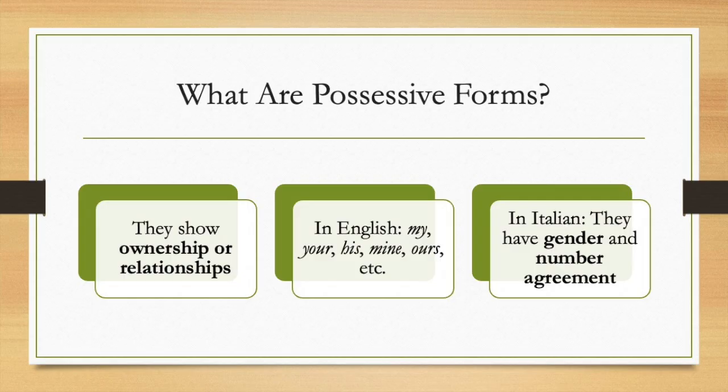Let's get started. So, let's start simple. Possessive forms just show who owns something or who's connected to it. You use them in English like my phone or her cat. In Italian, you do the same, but with a twist. They change depending on whether the noun is masculine, feminine, singular, or plural. Let's see how that works.